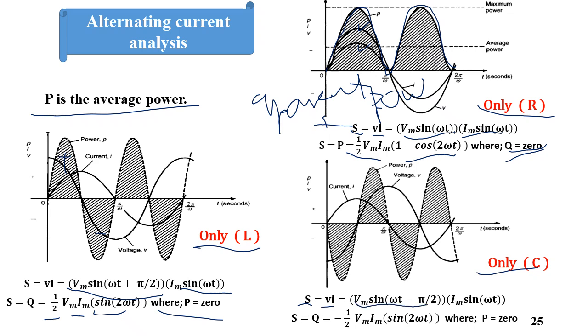For a capacitive element, a purely capacitive element, S equals V times I, V maximum sine omega t minus pi over 2, times I maximum sine omega t. We get S equals Q equals negative half V maximum I maximum sine 2 omega t, which is sine double the angle. And for P, the real power, it is equal to 0, as the negative area equals the positive area.